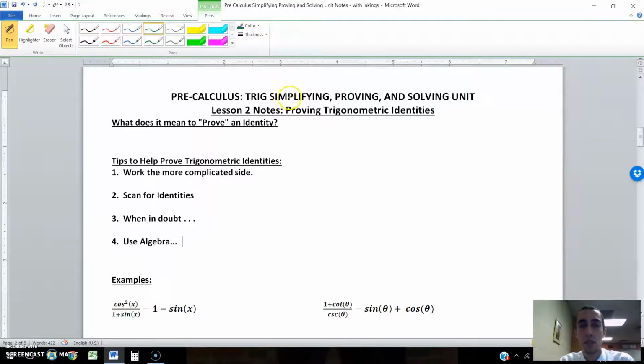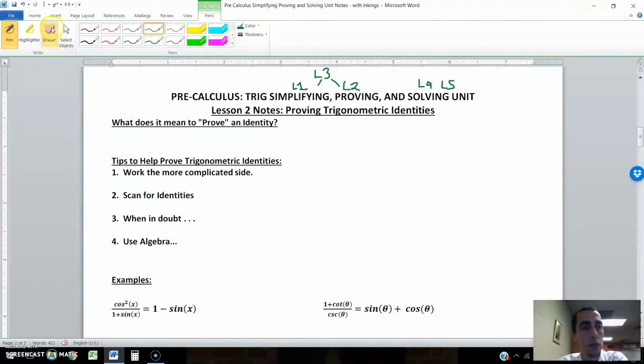This unit is simplifying, proving, and solving trig expressions and equations. In lesson 1, yesterday, we did some simplifying. Today we're going to do some proving. In lesson 3, we're going to do some of both, simplifying and proving. And then, lesson 4, we are going to get into solving and continue that in lesson 5. So that gives you a little overview of where we've gone and where we are today and where we will be in the lessons to come.